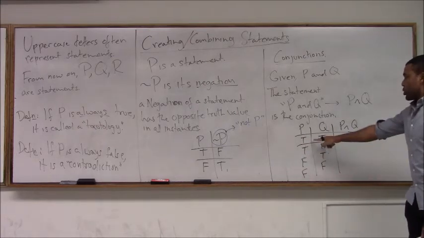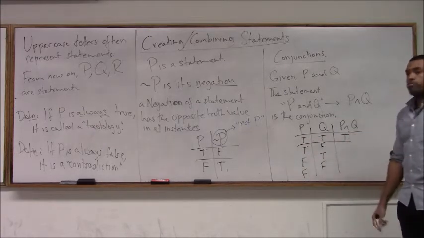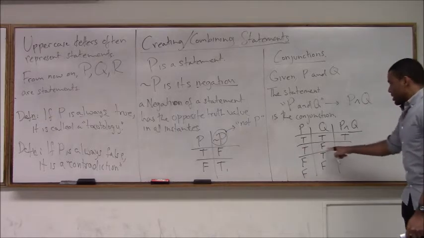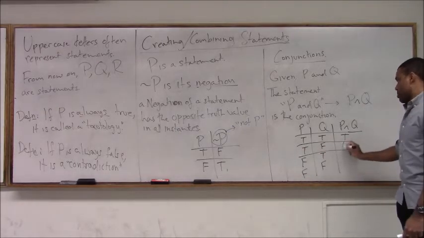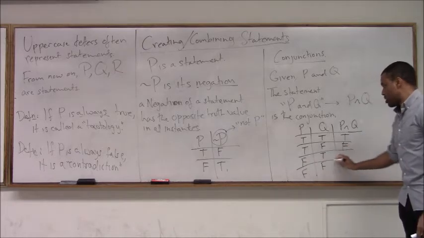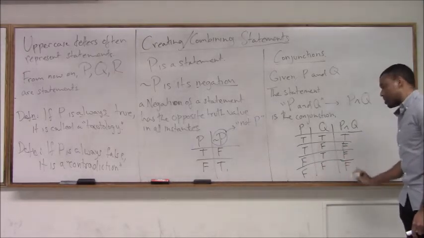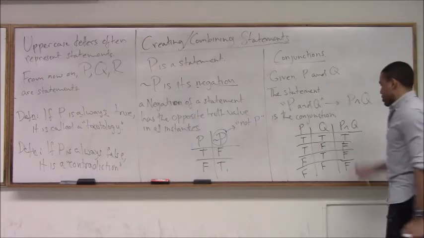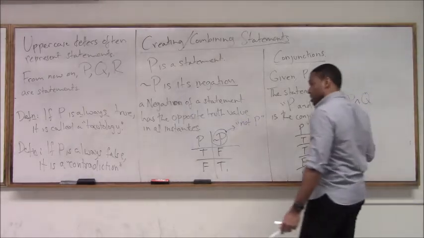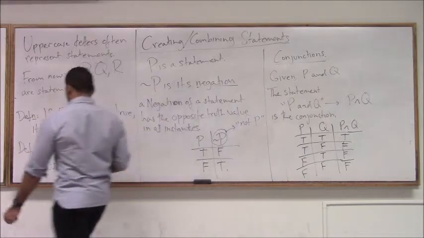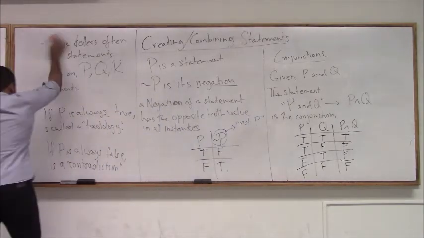Here they're both true, so it is true. In this case, Q is false, but P is true. This is false. In this case, P is false, but Q is true. This is false. And in this case, both are false, so this is false. So that is how the truth value of P and Q will behave, depending on the truth values of P and Q separately.